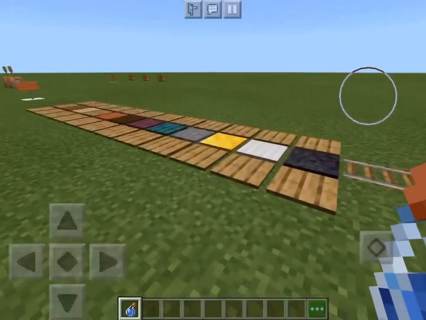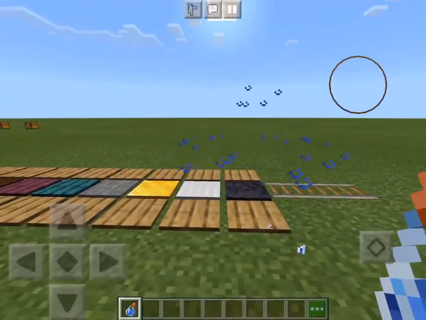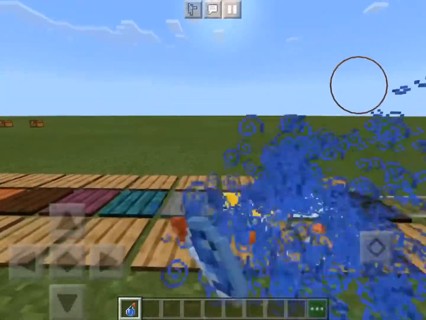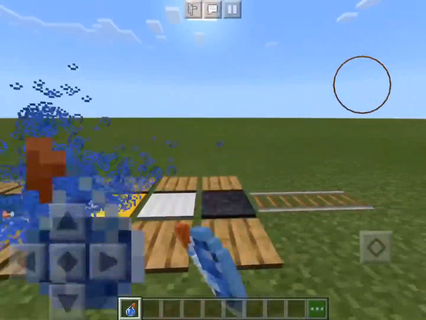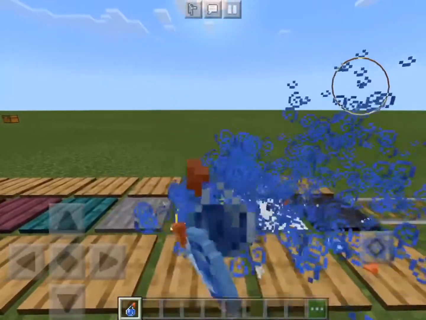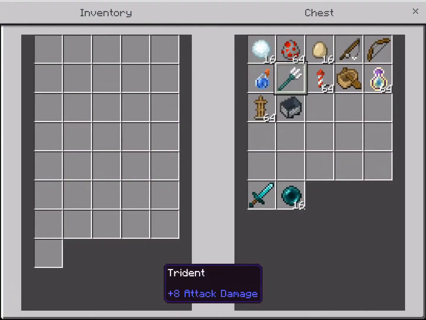So, where was I? I was talking about water bottles. Water bottles and potions can be interchanged for each other, splash water bottles. And also, like snowballs, if you throw them at the right angle, they can activate pressure plates. Except for the stone ones, because the stone ones are just pretty strong.